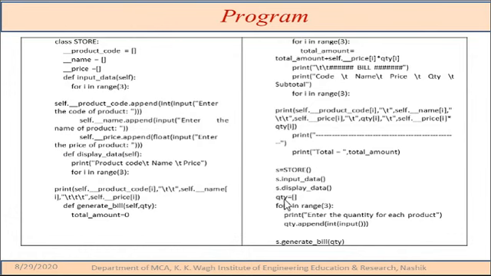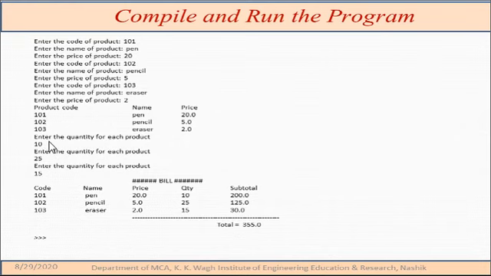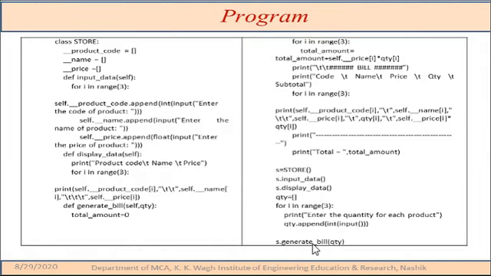So how are you going to take the quantity from the users? For that, I have taken quantity as an array, and with the help of a for loop I am taking that quantity. And once I take that quantity, with the help of the append function, as I said, I add it into that quantity array, and then call the function. For example, here the quantity for the first product I have taken 10, 20, and 15. Then it will call the generate bill function.